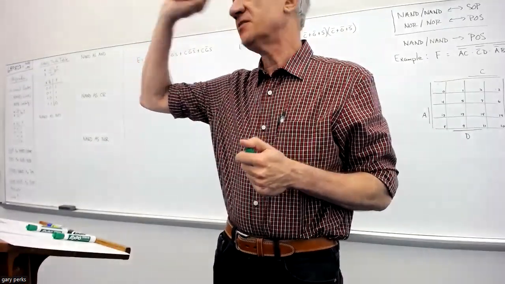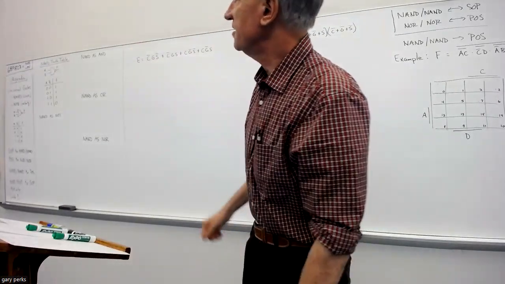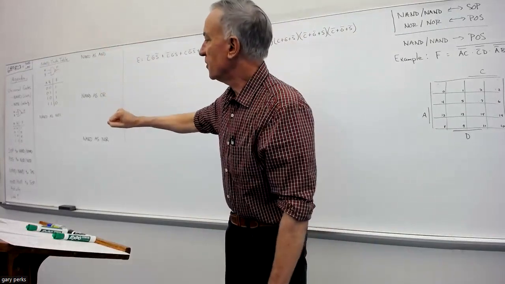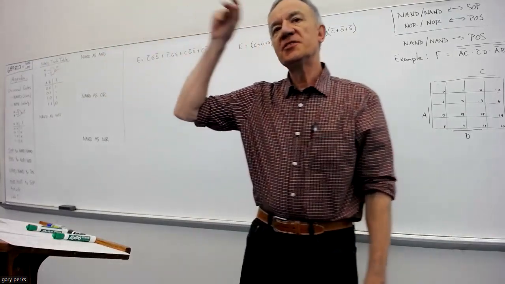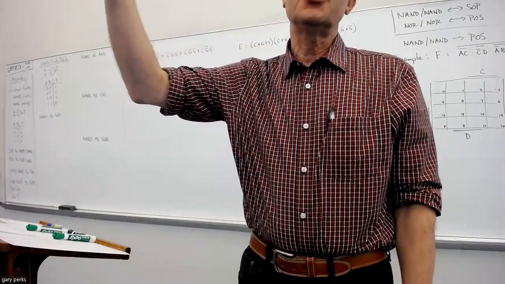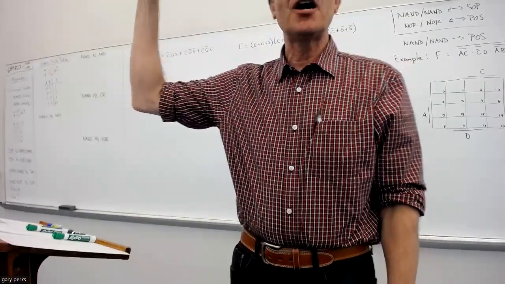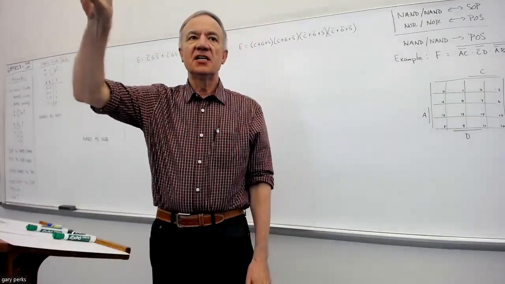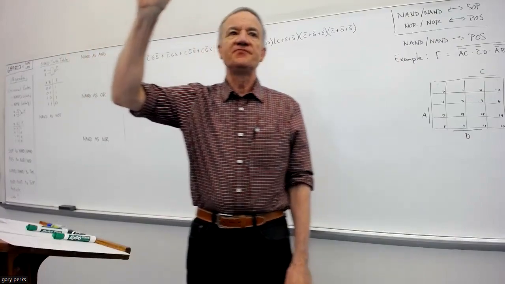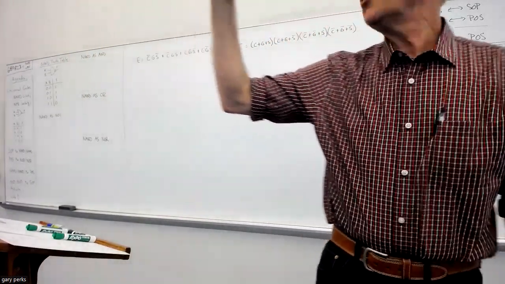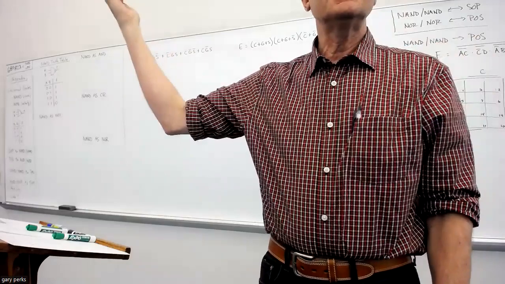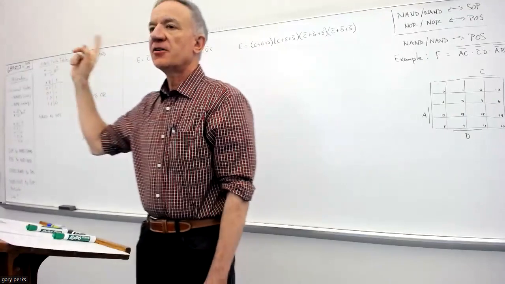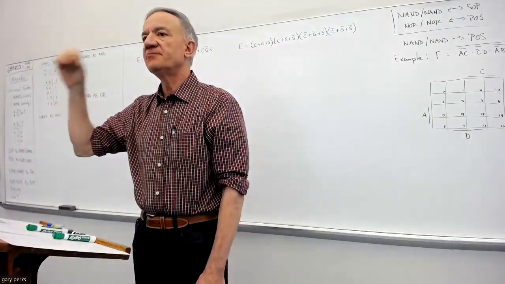There's two main topics to today's class. One is what a universal gate is, and then we're going to talk about two different forms of logic circuits. We've talked about SOP, sum of products, and POS, product of sums, but there are other logic circuitry. Today we're going to go over NAND and NOR.